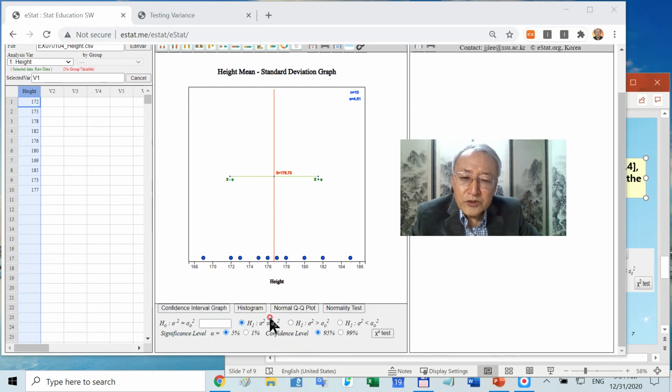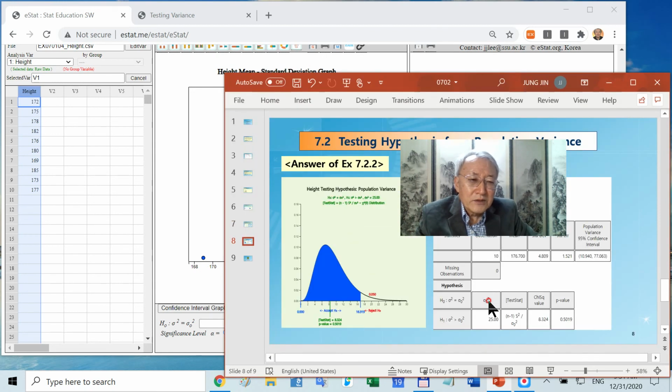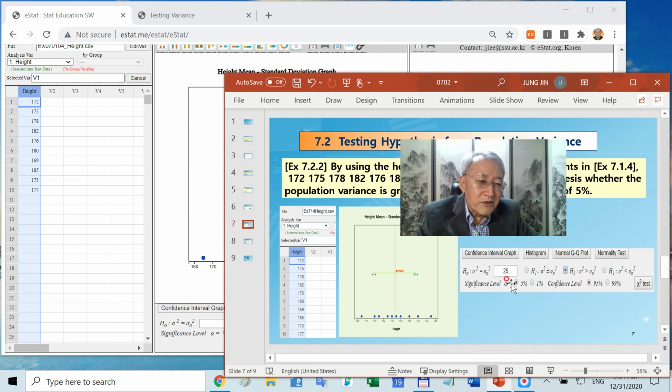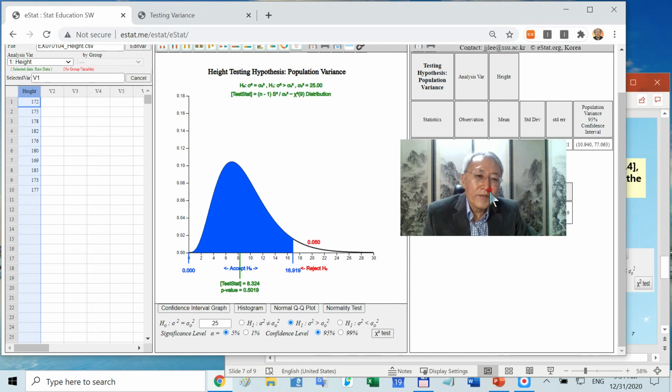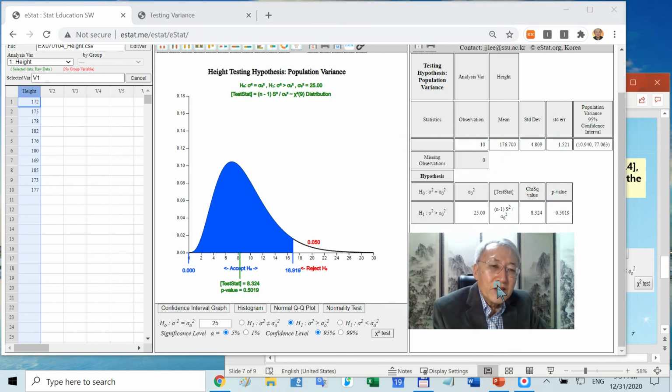How can you do the next test? You want to test that. What is your objective? You want to test that it is 25, and the alternative hypothesis is greater than. Well, just type 25, alternative is greater than, and then alpha is 5%. Then if you apply the chi-square test, this is it.